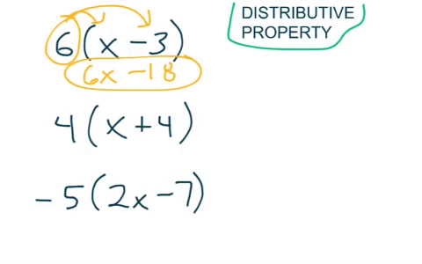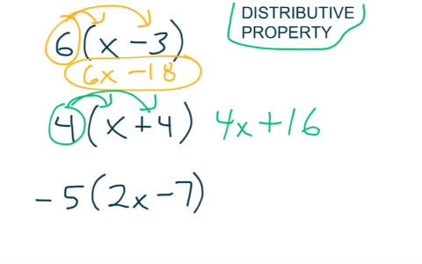Okay, so let's see how you did. On this next one, the 4 is what I must distribute. So I'm going to do 4 times x and get 4x. I'll write to the right over here. And I'm going to do 4 times 4 and get a plus 16. That's all there is to it.